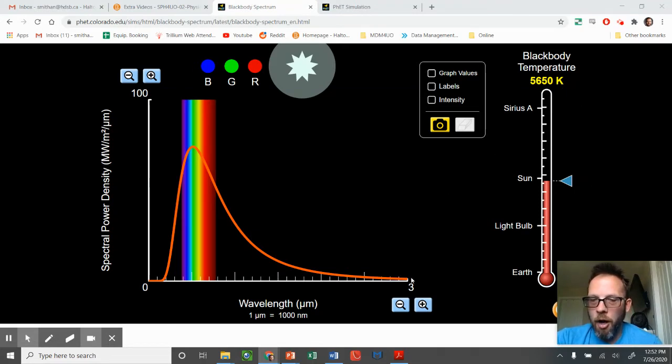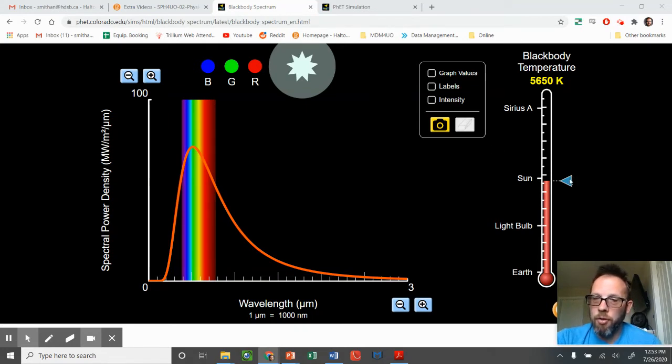For an object this hot, it's radiating all kinds of light, but the highest intensity is in our visual spectrum: blues, greens, yellows, reds, almost all distributed evenly. And when you combine all the colors of light, you get white light. This is why our sun appears for the most part white, because the highest intensity light being emitted from our sun is all in the visible spectrum.